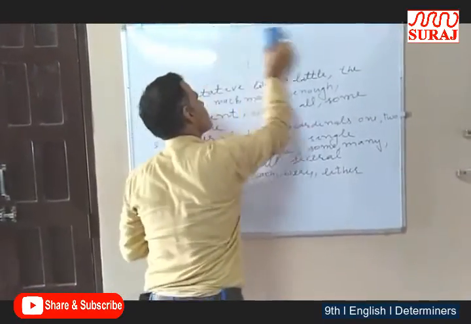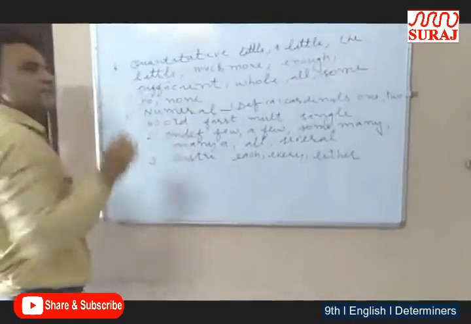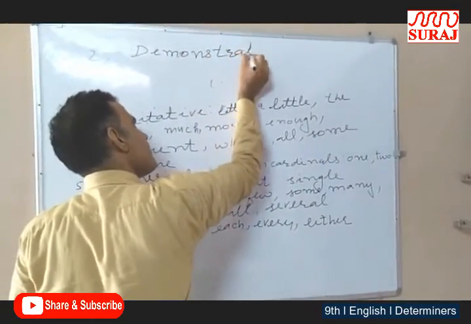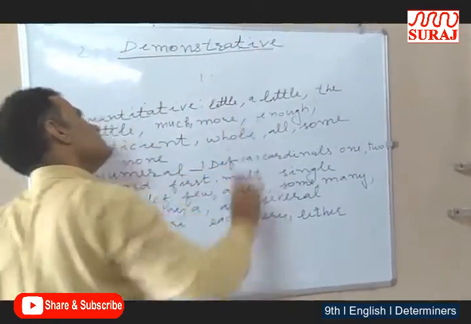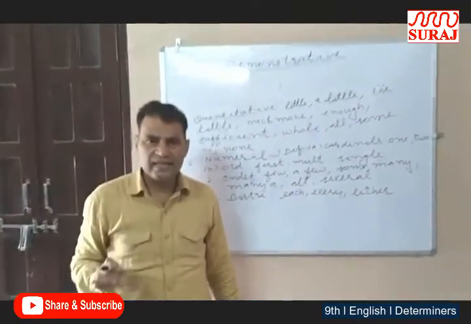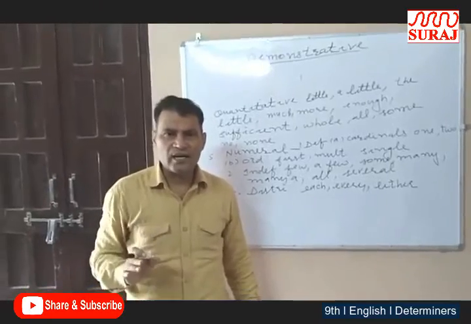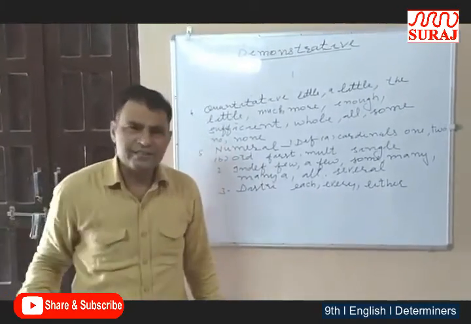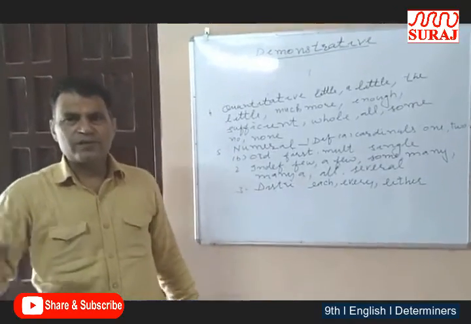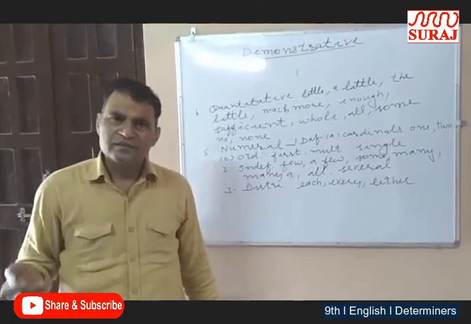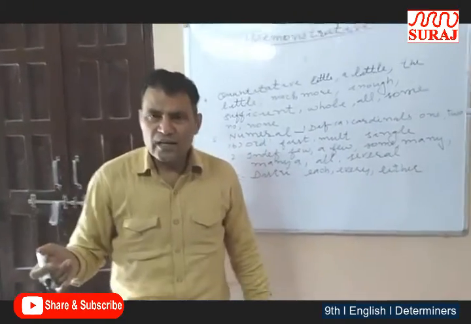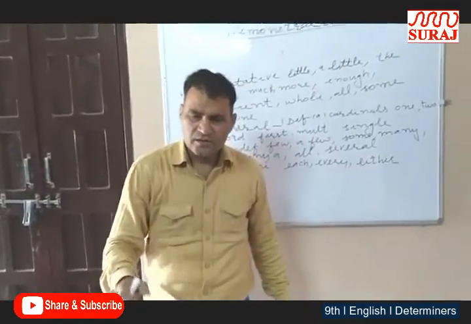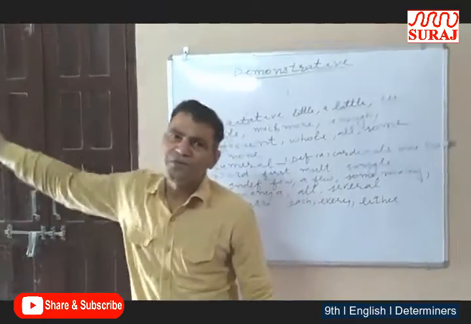Second type, demonstrative determiners. This, that, these, those are known as demonstrative determiners. These are used to point to something, to indicate something. This is used before a singular noun for the things which are near. That is also used before singular nouns, but for the things which are away. For example, this is a book. The book is very near to us. That is a student. He is away from us.